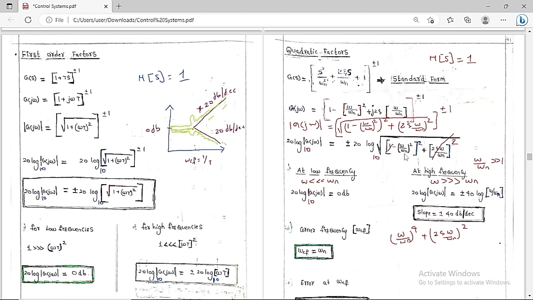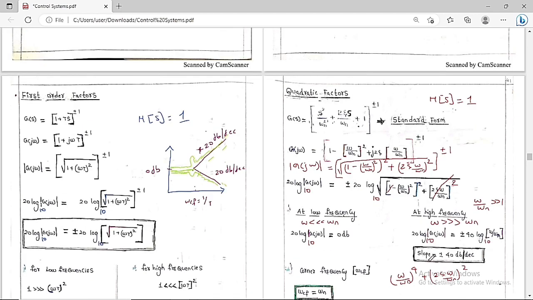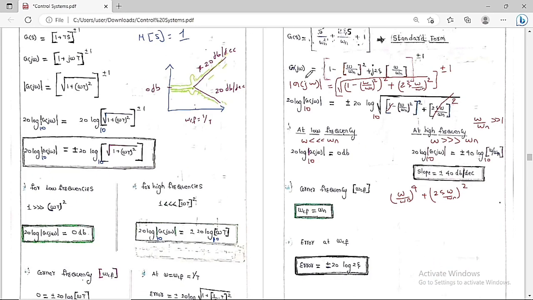So 20 log mod of G(j omega) H(j omega) with base 10 is equal to plus or minus 40 log of omega by omega n with base 10, and the slope is plus or minus 40 dB per decade. If it is a quadratic equation of zero, we get plus 40 dB per decade. If it is a quadratic equation of pole, we get minus 40 dB per decade. So this one you always have to keep in your mind.